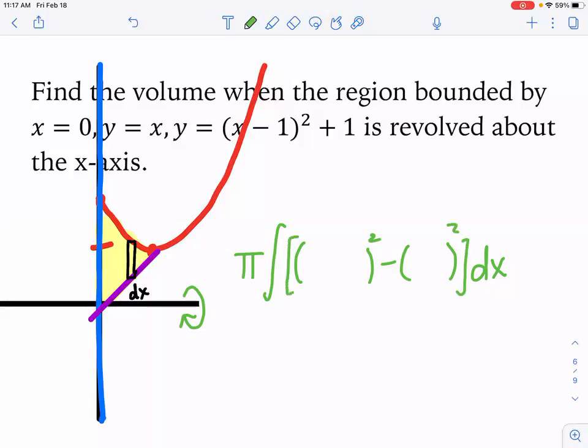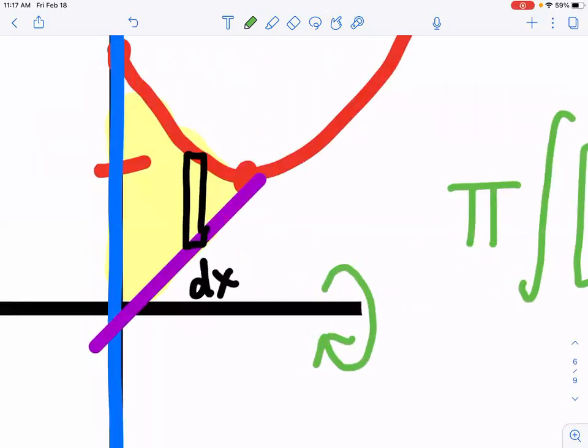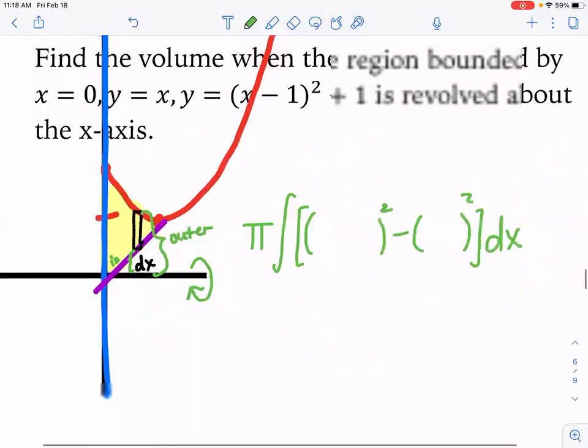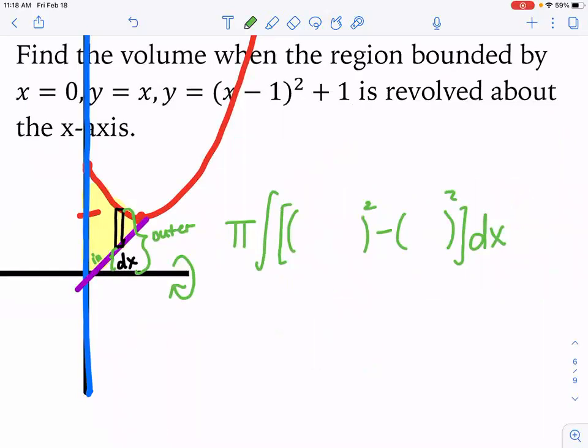If we look at this rectangle, which part of the rectangle is furthest from the x-axis? The red one, right? Okay, this is our outer radius, and this would be our inner radius. So our outer radius is x minus 1 squared plus 1, and our inner radius is x.